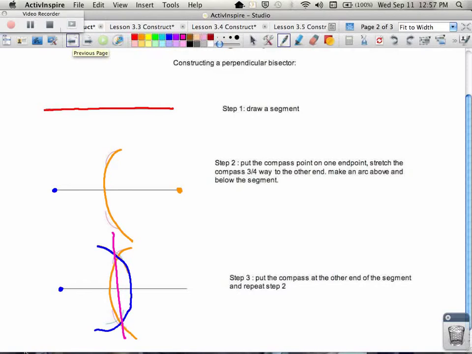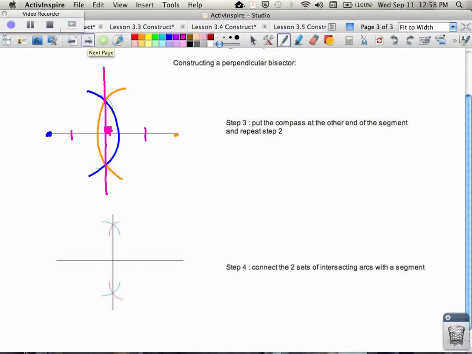To reiterate, step one, you either are given a segment or you draw a segment. Step two, place your compass point 2/3, maybe 3/4 of the way across that segment, and make an arc in space. Step three, put your compass point on the left-hand side of the segment and repeat that process. Step four, connect the two sets of arc marks. So one set coming one way and another set coming the other way. And when you connect them, your end result is a perpendicular bisector.